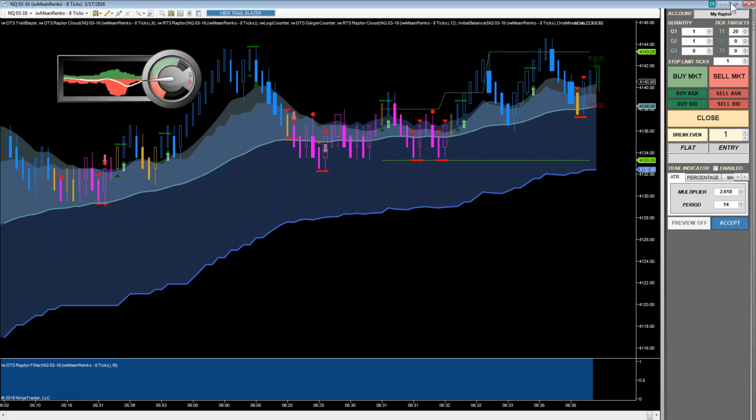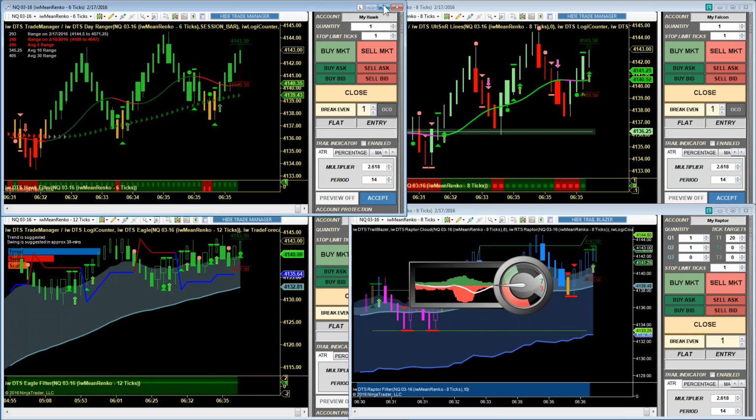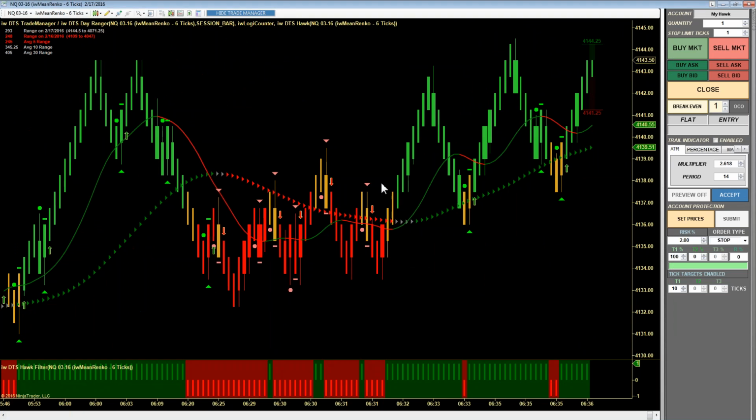All right, so there's the Geiger counter. And again, that's an add-on. You can put this on any chart you want. Right now, we're still kind of range bound here. If we're taking a look at the hawk, you see all these yellow bars through here. This tells us we're in a chop zone. And as such, we're going to be a little bit more selective.